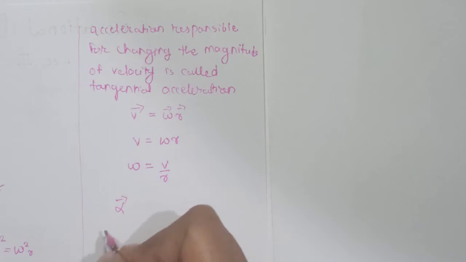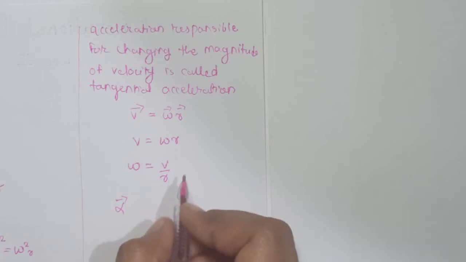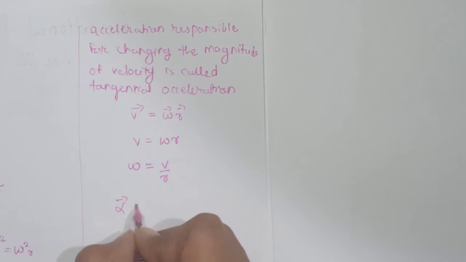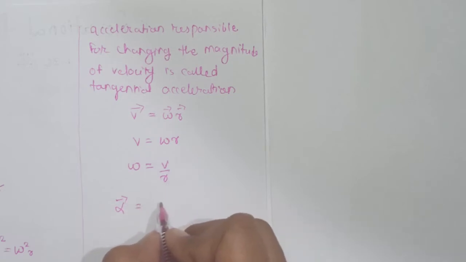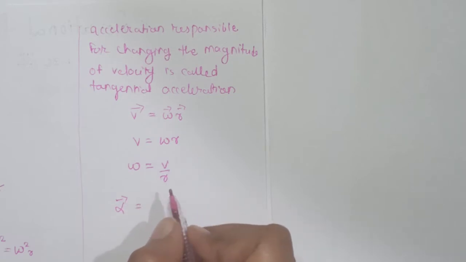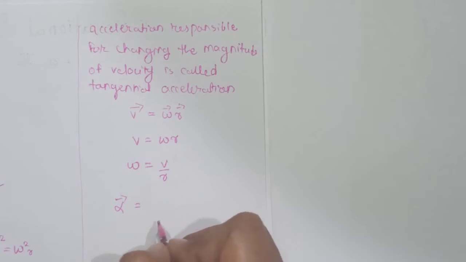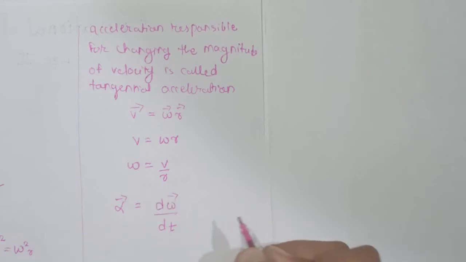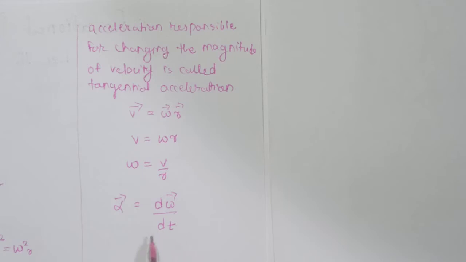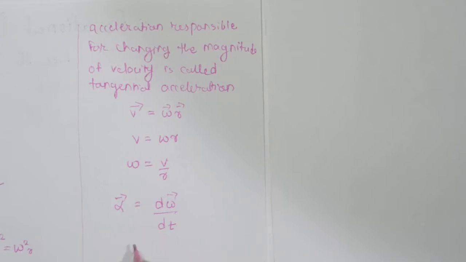Acceleration is nothing but the rate of change of velocity with respect to time. So angular acceleration will be the rate of change of angular velocity with respect to time. So alpha will be given by d vector omega divided by dt. This is nothing but the differential form of alpha.